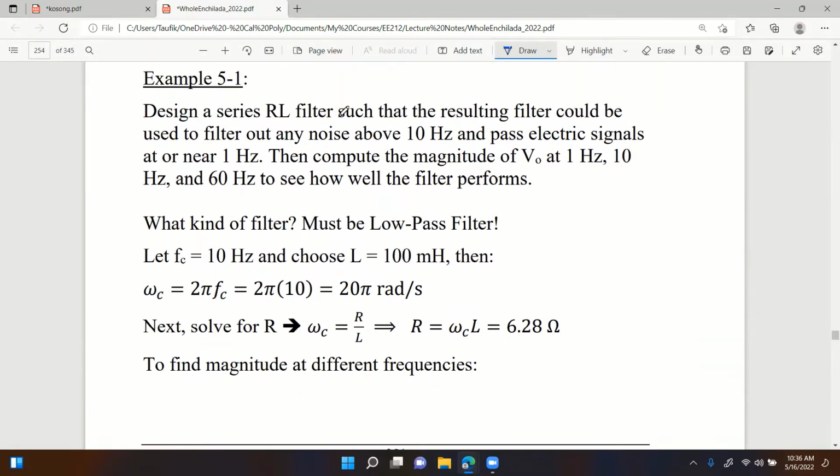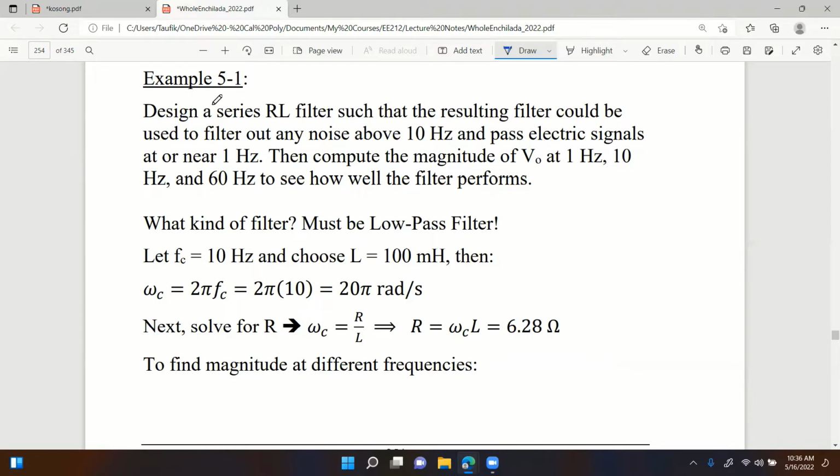Design a series RL filter such that the resulting filter could be used to filter out any noise above 10 Hertz and pass electric signals at or near 1 Hertz. Then compute the magnitude of V out at 1 hertz, 10 hertz, and 60 hertz to see how well the filter performs.